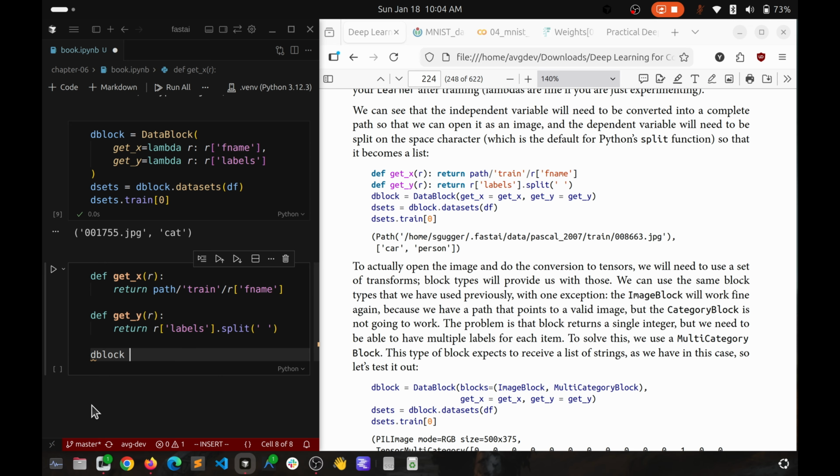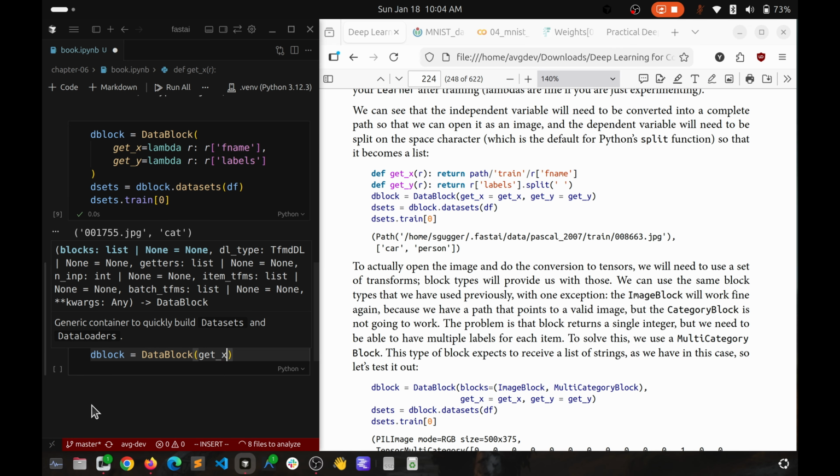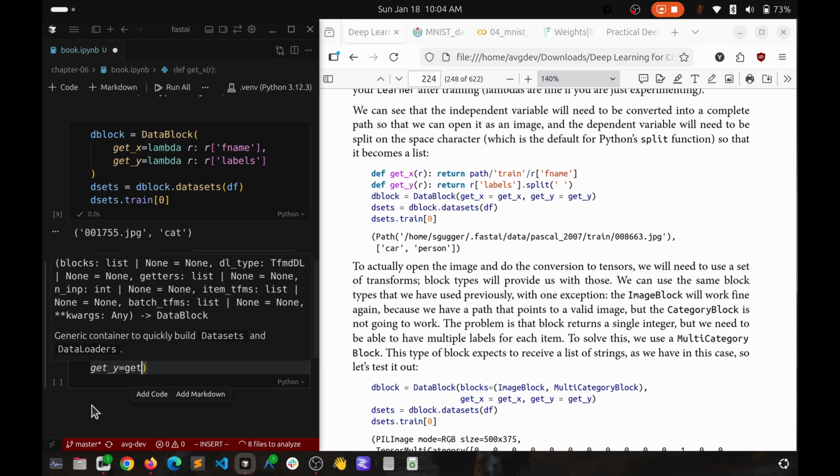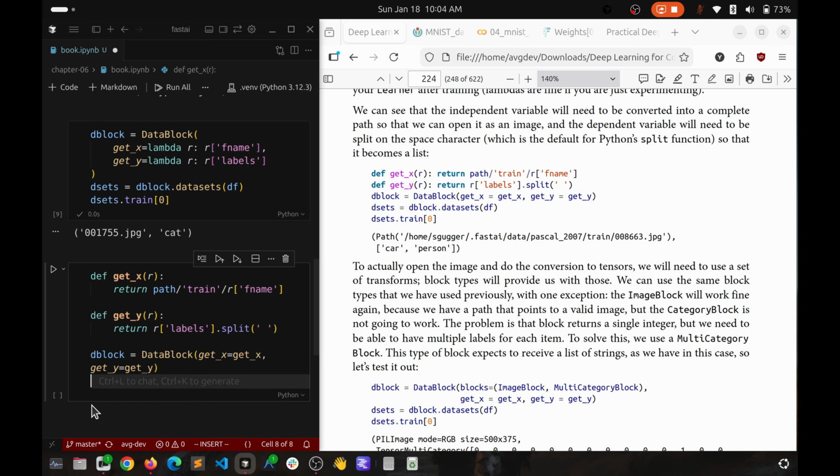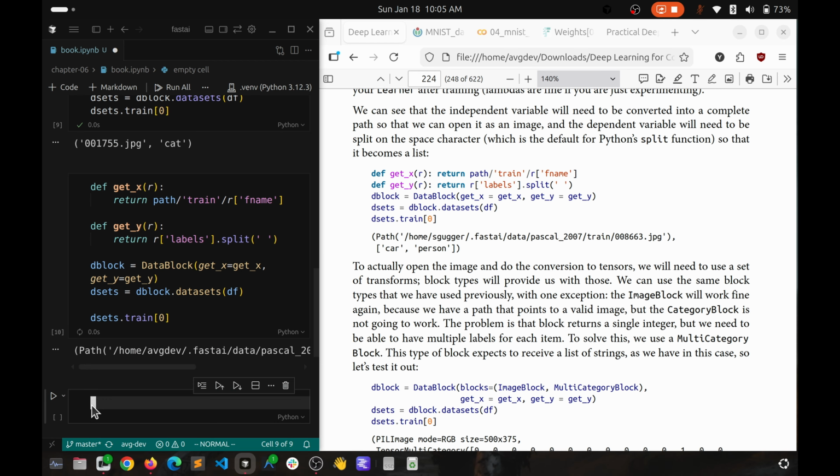Okay, dblock is DataBlock with get_x as the input to get_x, and get_y as the input to get_y. Finally, we have dsets equals dblock.datasets(df). So add the data frame data to the datasets, and then dsets.train[0] should be much smaller and cleaner.